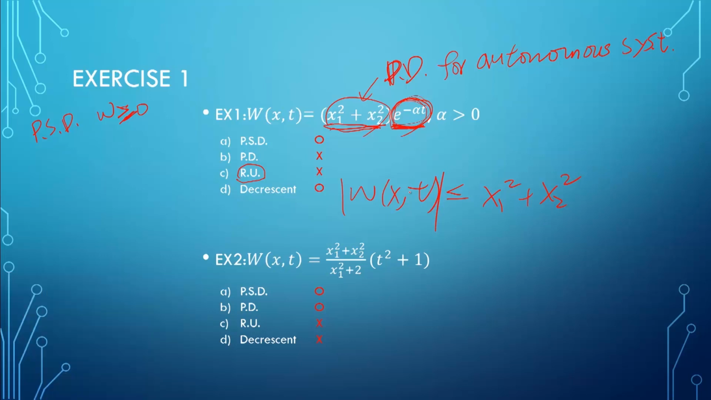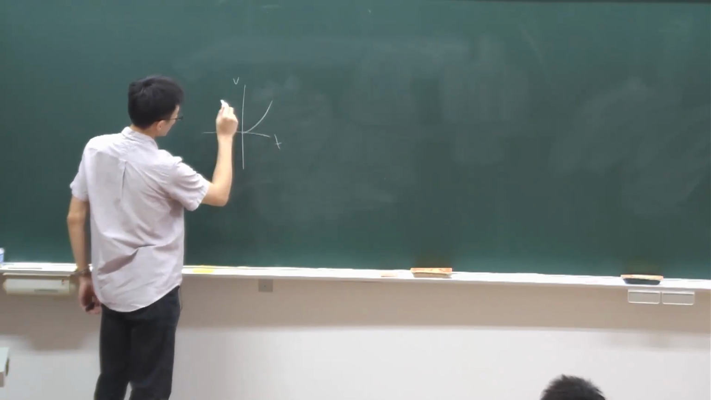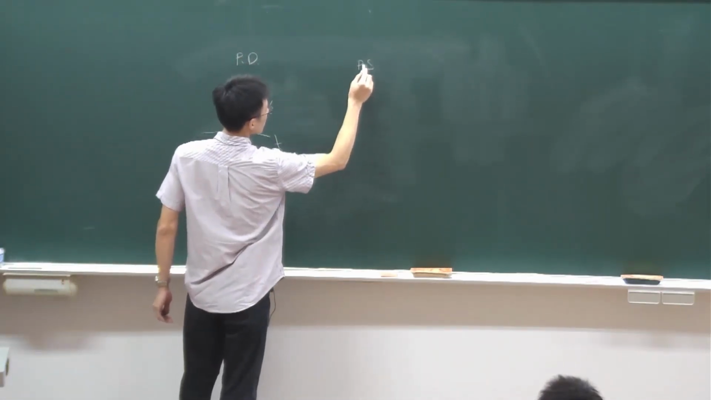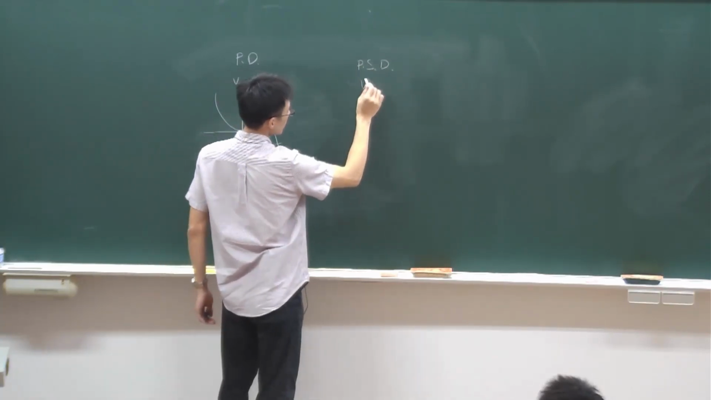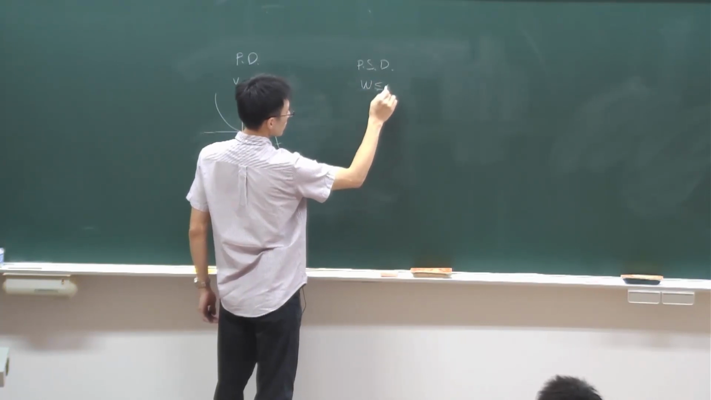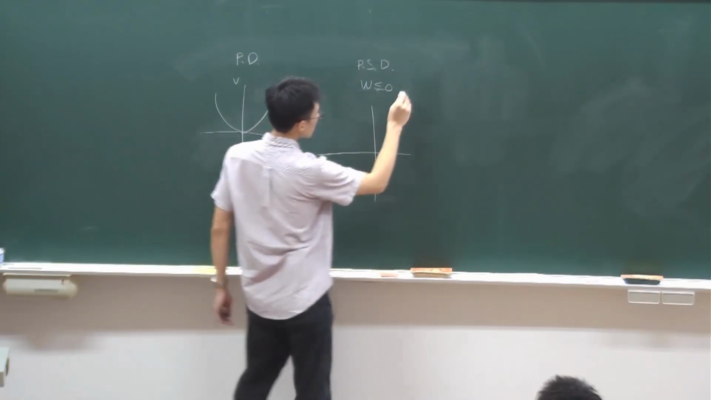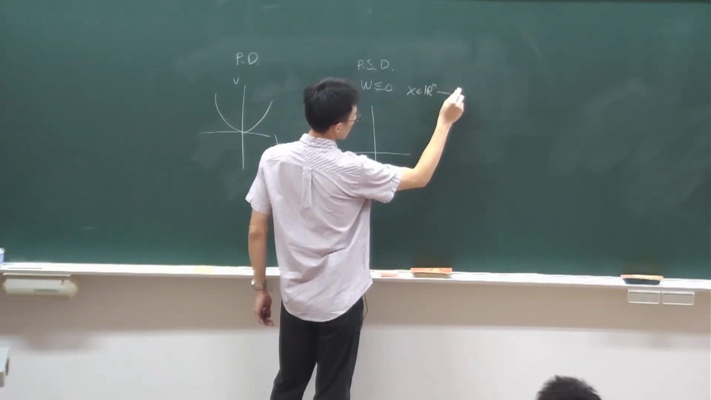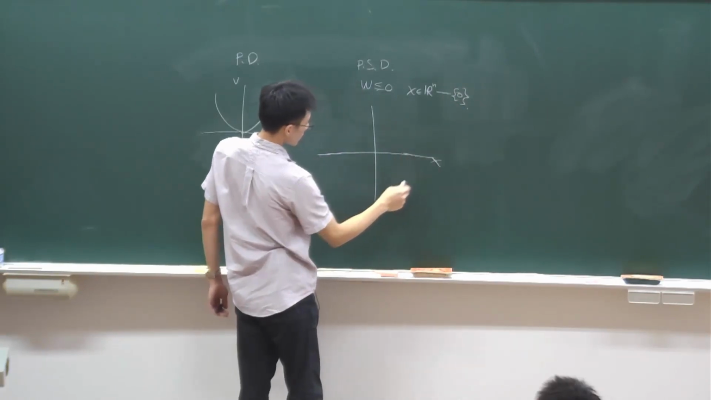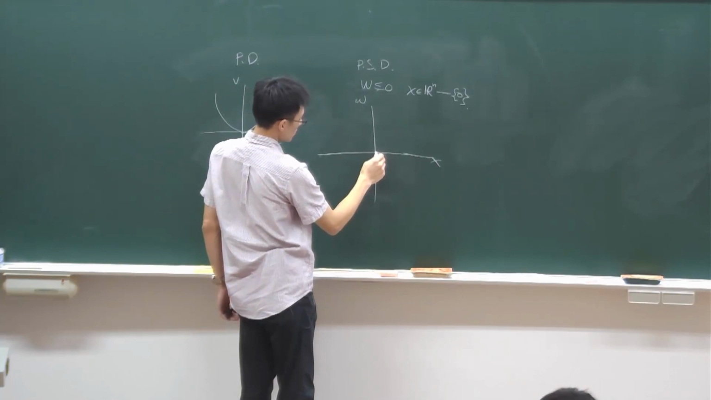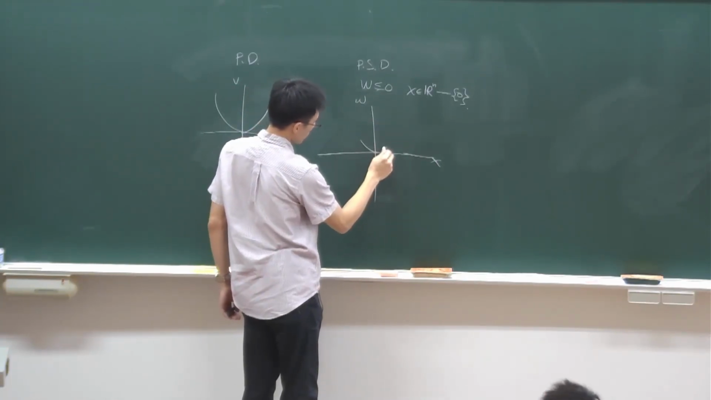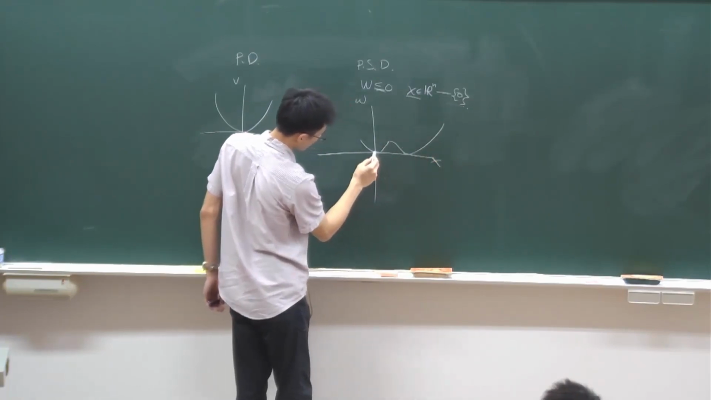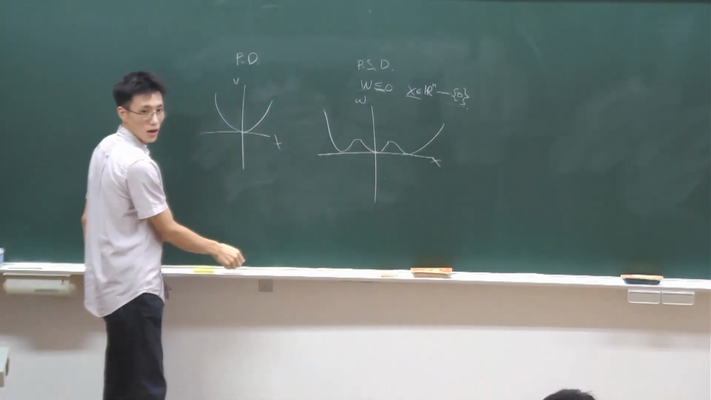PD is 0 at 0, right? 0 at 0 and positive when it's non-zero. It's PD. PSD. Here we use W, right? Minus 0 element. So if x is this, W is this, and is equal to 0, it has to be 0 at 0. But it could equal 0 for x not at 0. So it might be 0 somewhere other than the origin, right?